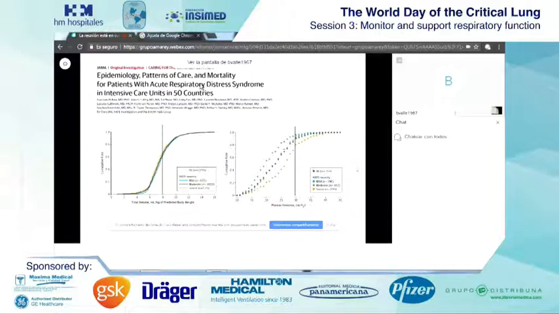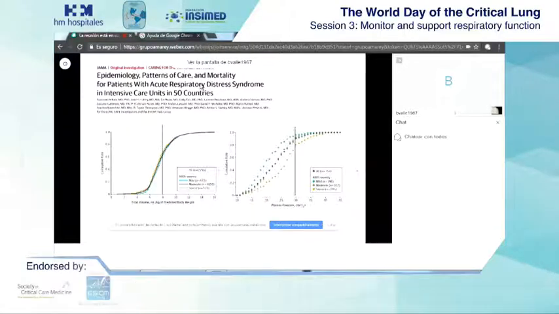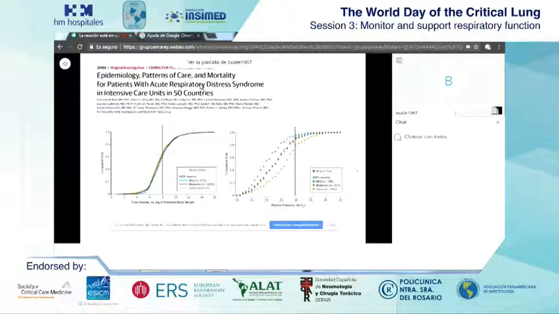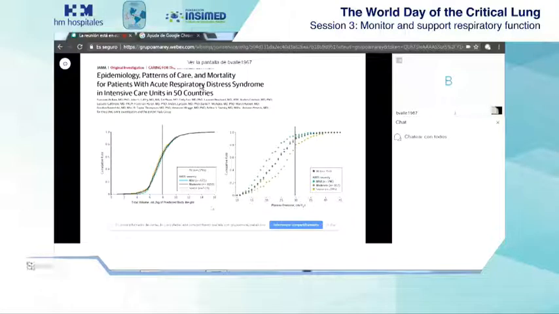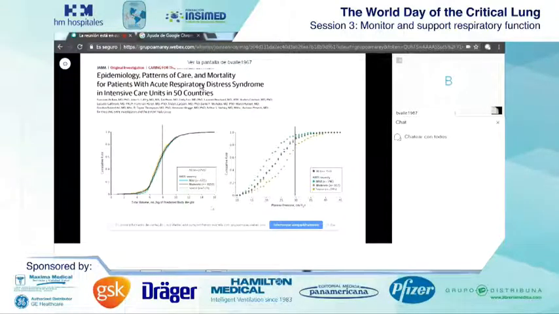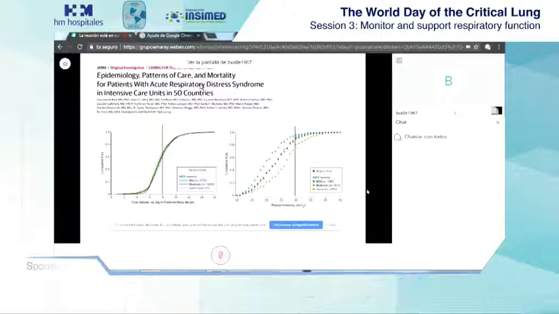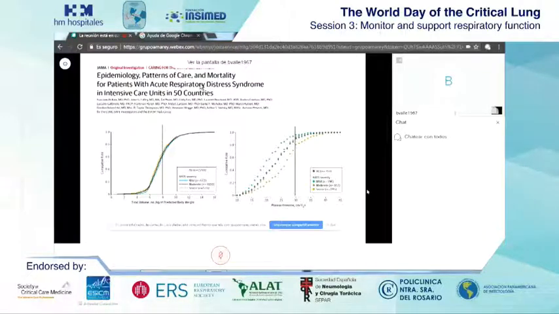But in spite of these recommendations, some studies have shown us that sometimes we are not ventilating these patients in a protective way. For example, in this one, which studied patients with acute respiratory distress syndrome from 50 countries, we can see that as many as 40% of the patients received a tidal volume higher than 8 ml per kilo. When we take those patients with severe disease, we can see that around 20% of them received a plateau pressure bigger than 30 centimeters of water.